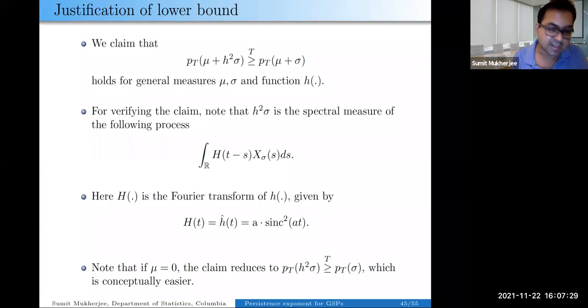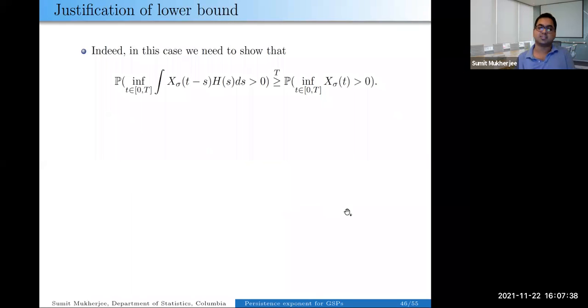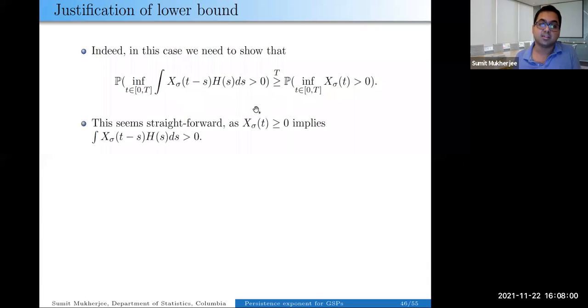Let me first indicate what's going on for mu equal to 0, which is easier. In this case, you just have to show this. And what I'm claiming is that the persistence of this convolved process is larger than the persistence of this process. And this is immediate, because if this function is non-negative and I convolve it with a non-negative function, the result is non-negative. There's nothing to show, maybe not even an estimate.